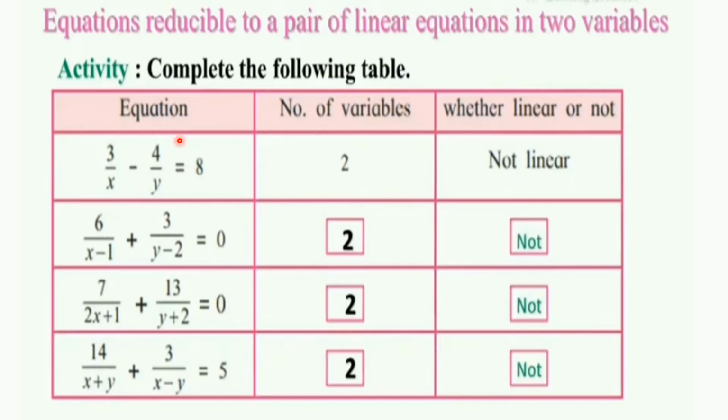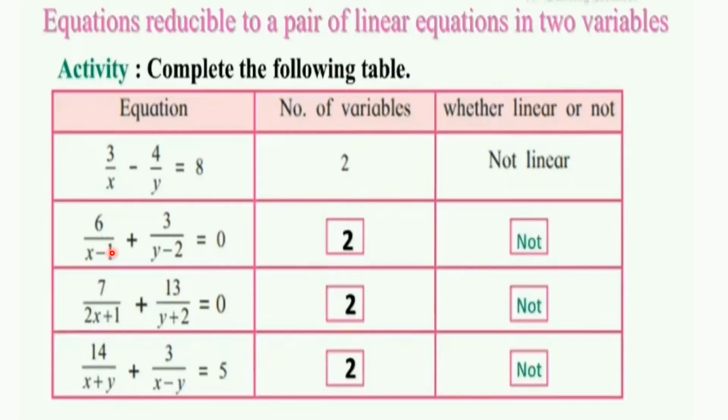Here I have the equations. Just look at it one by one, children. 3 by x minus 4 by y is equal to 8. If I ask, how many variables are there in this equation? Yes, there are two variables. What are they? x and y. Then, is it a linear equation? No, because here the x and y are in the denominator and their exponential power is not equal to 1, but instead their exponential power is equal to minus 1. So therefore, it does not satisfy the condition for a linear equation.